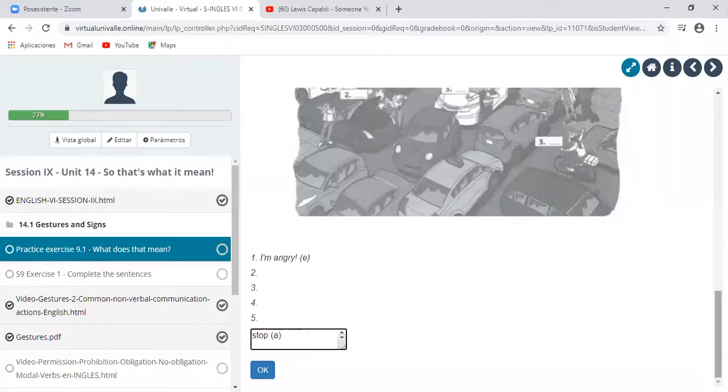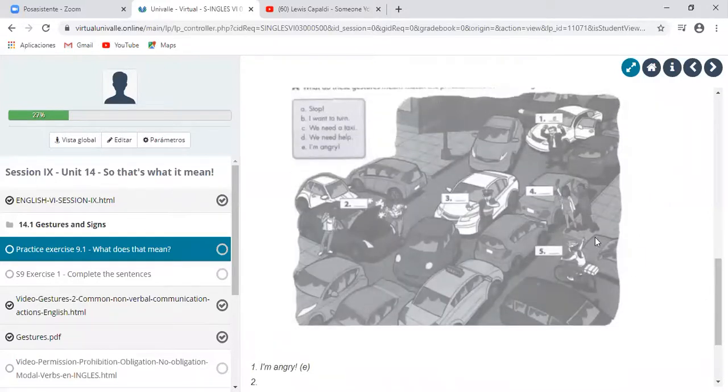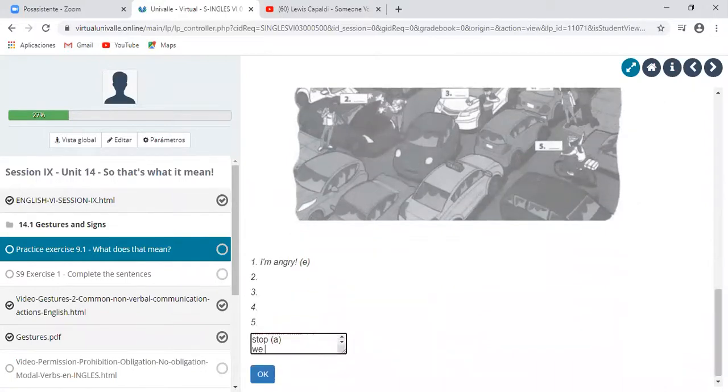Okay, number four, image number four, what does it refer to? This one, the one that I'm highlighting right now. We need a taxi, which is letter C.